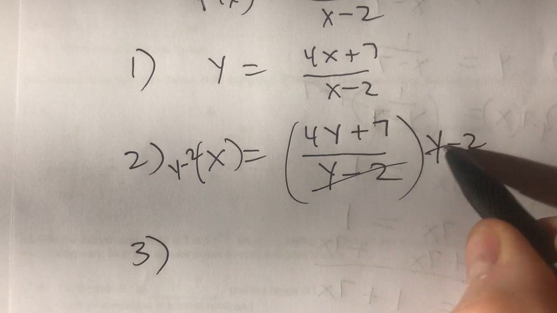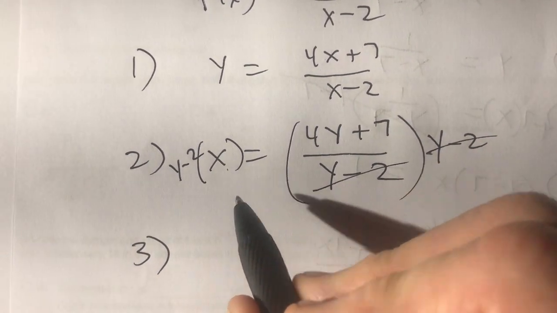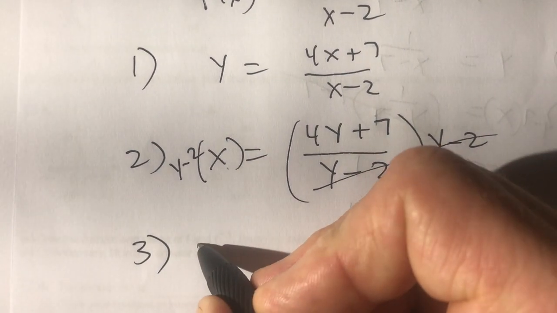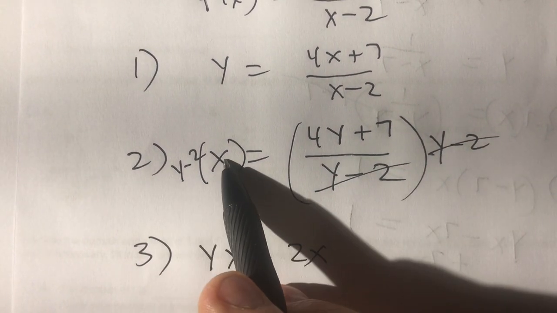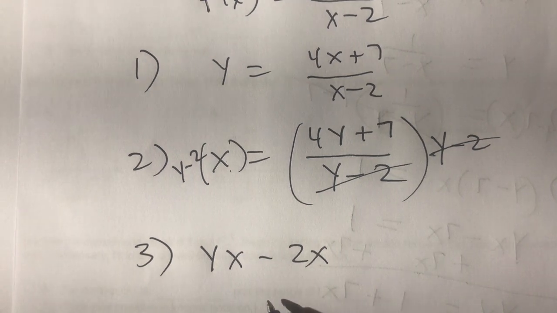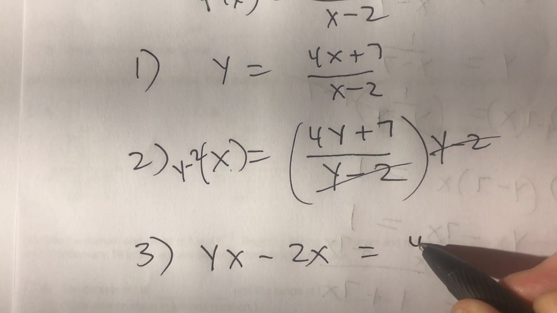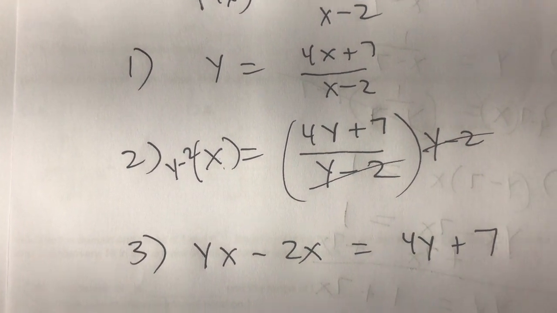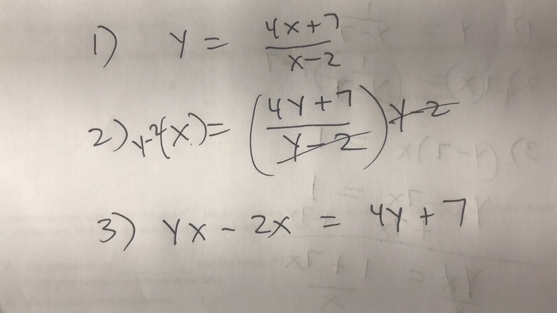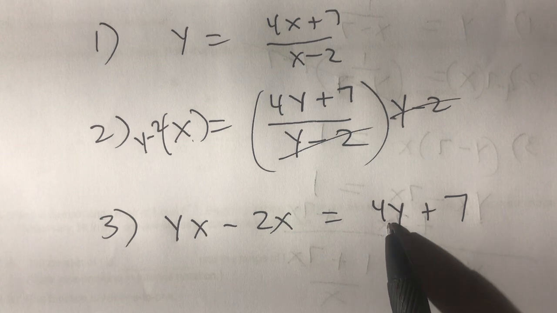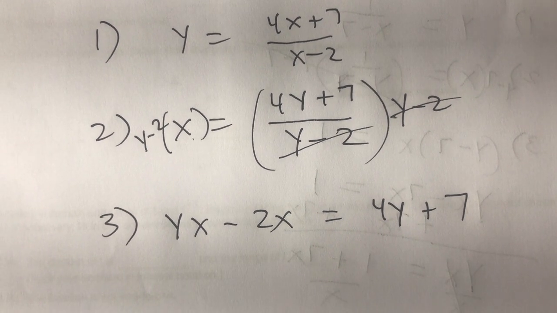Which is going to make this cancel. And so now I have (y - 2) times x. I'm going to go ahead and distribute. That's going to be yx minus 2x. That equals 4y plus 7. Now I've got to get my y's on the same side together. See, I've got a y over here and a y there. I need to get them together.